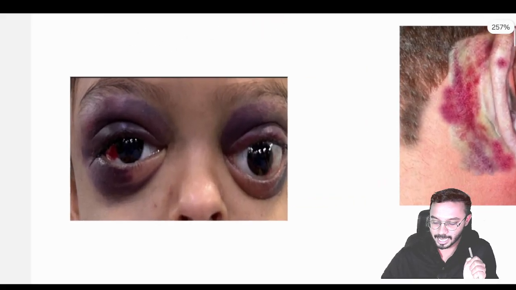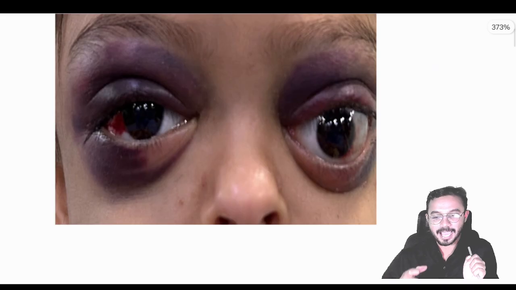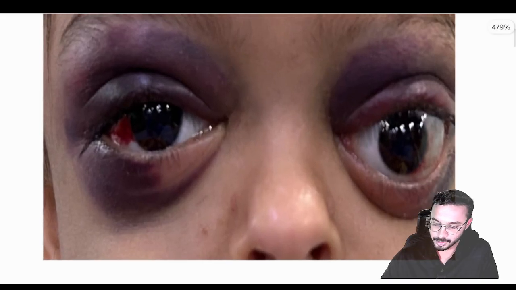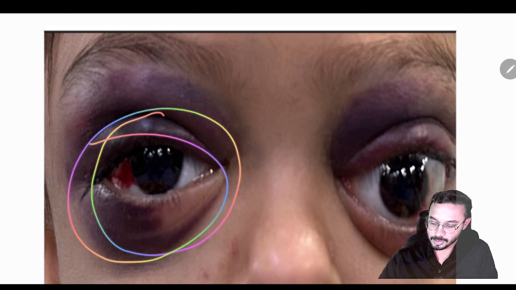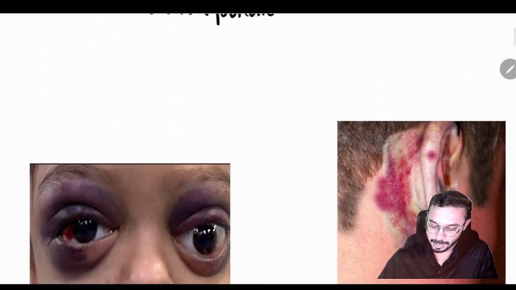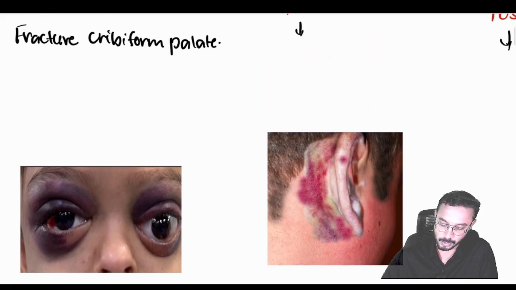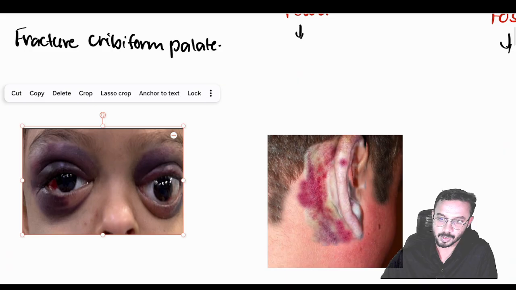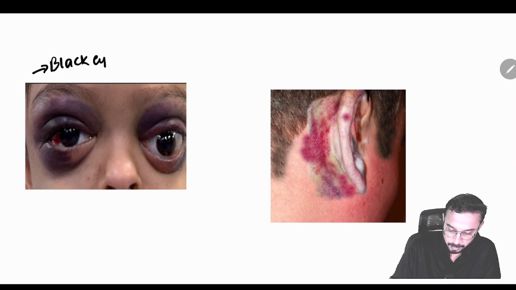Whenever there is a fracture in the cribriform plate, you will get this kind of eye. Look at the diagram carefully. This is known as black eye. Look at the eye texture here, it is completely black, no? One eye is completely fine and the other is completely black. This is known as black eye, or it is also known as raccoon eye.